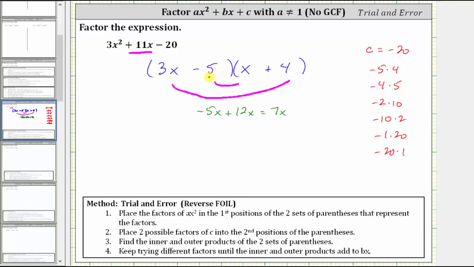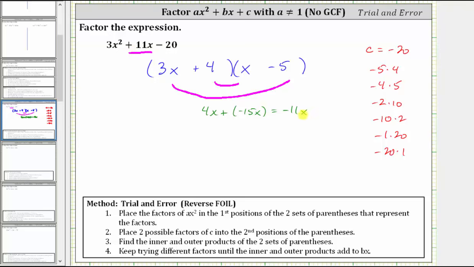Let's try changing the position of the two factors. Let's place the plus 4 in the first binomial factor and the minus 5 in the second binomial factor. And now we check the sum of the inner and outer products again. The inner product is now 4x, so we have 4x plus the outer product is negative 15x. 4x plus negative 15x is negative 11x, and we want positive 11x.